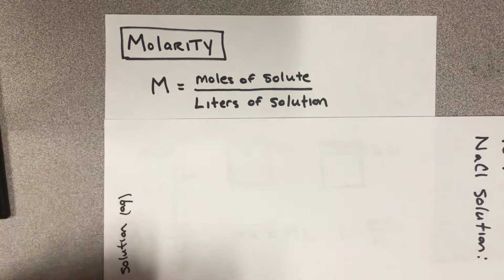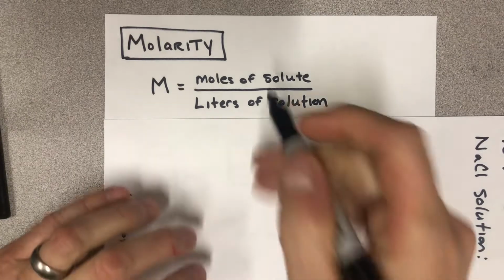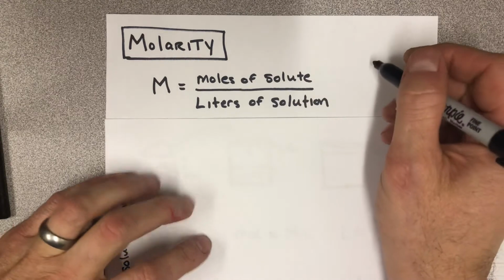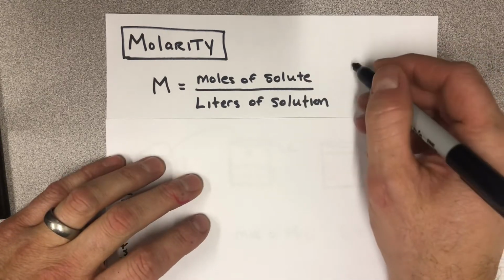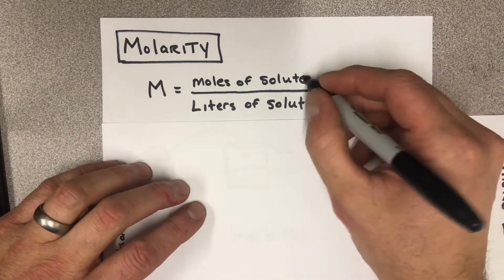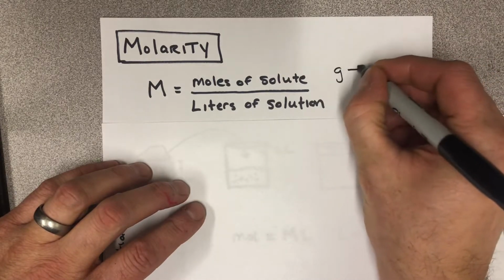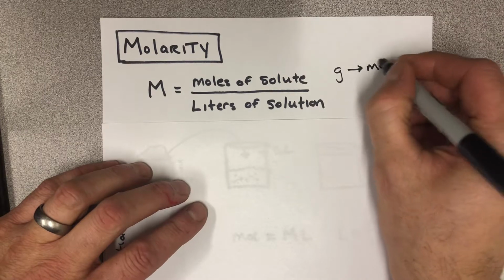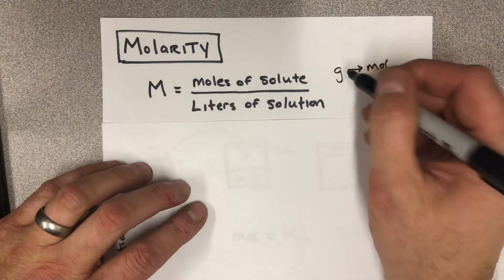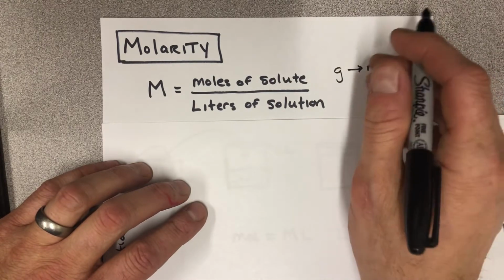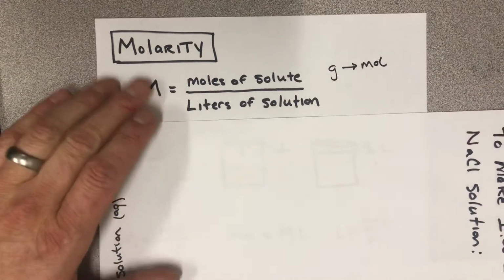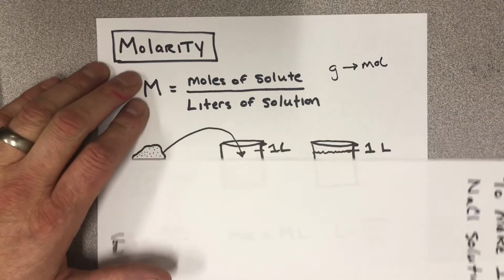One thing you have to remember is that moles and grams are very closely related. In lots of problems, you're going to be given the number of grams of a solute, which you'll have to convert to moles in order to use it as your moles of solute here. Whenever you're given grams in a problem, you're going to have to go to moles, and we'll do some examples of that. To make a solution, there are a couple of steps.